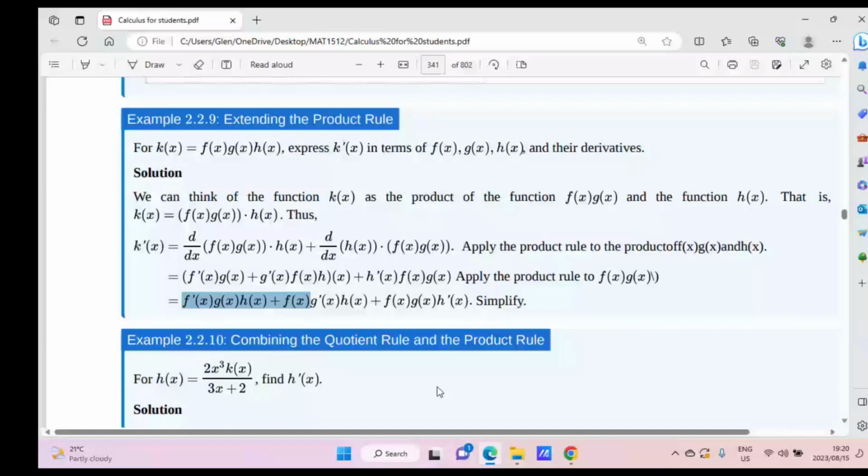Now, here is my request to you, Lerato. Yes, sir. Here is my request. Please go and rework this exercise. Okay?